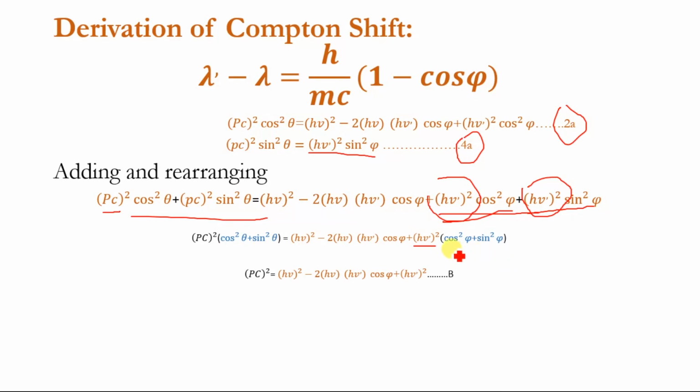We know that cos square pi plus sine square pi is equal to 1, and similarly cos square theta plus sine square theta is equal to 1. The remaining terms are pc whole square is equal to h mu whole square minus 2 h mu dash cos pi plus h mu dash whole square. We name this equation as equation number B because we will later need this equation for further calculations.